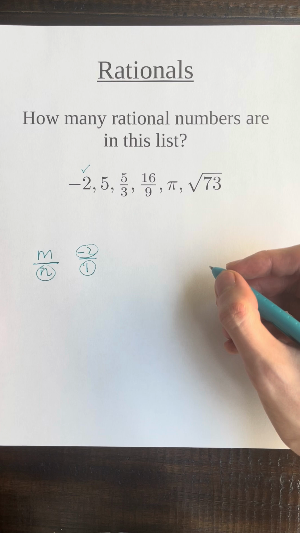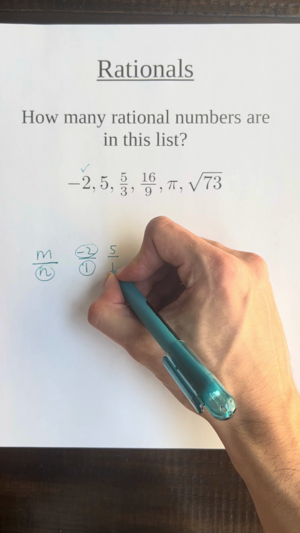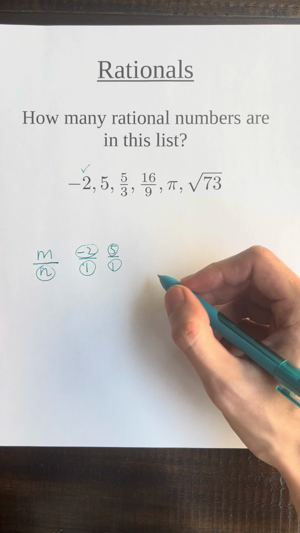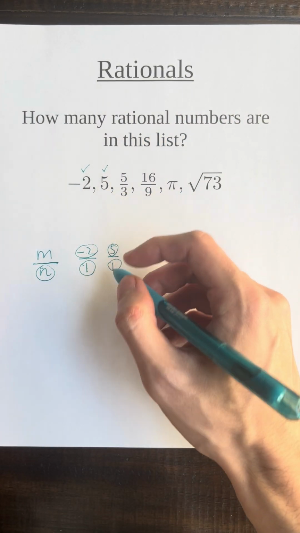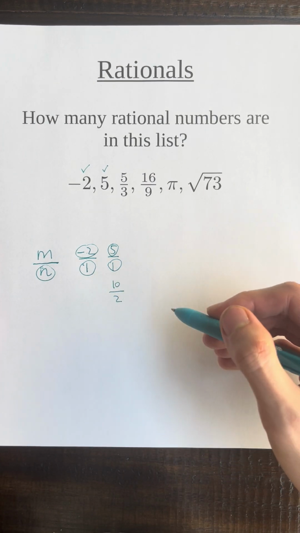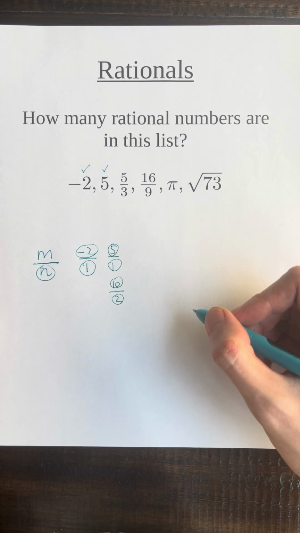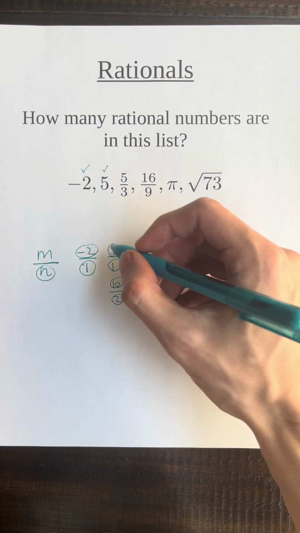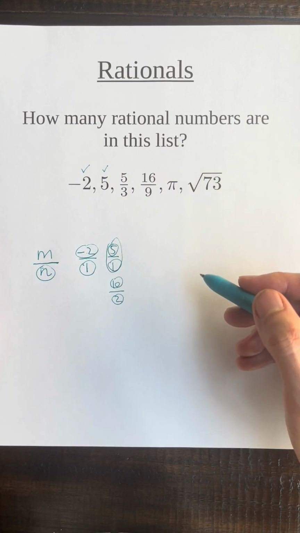How about 5? I can write 5 as 5 divided by 1, and because 5 and 1 are both integers, we're good as well. I could have also said 5 is the same thing as 10 divided by 2. And this is completely valid as well, because 10 and 2 are integers. So there are multiple ways to write it. If you can find at least one way, that's how you know that the number is rational.